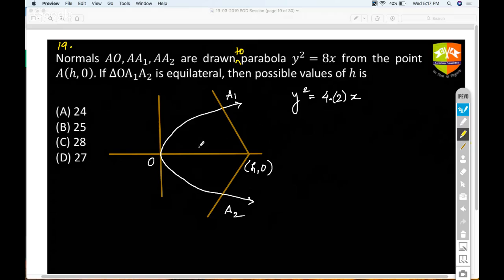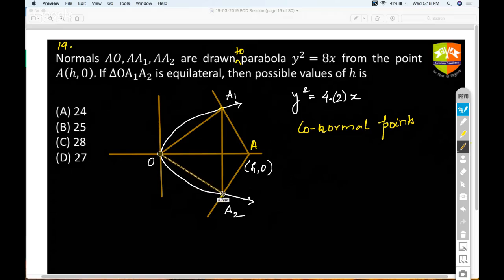Okay, so let's discuss this. OA is a normal, so is A1 and A2, correct? So these 3 points are actually called the co-normal points. We have discussed them in our parabola chapter. And if we connect them, as per the question, this triangle is an equilateral triangle.